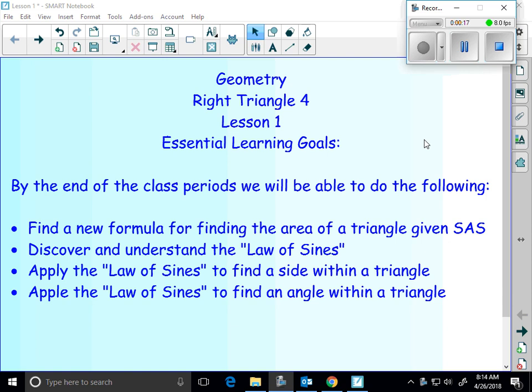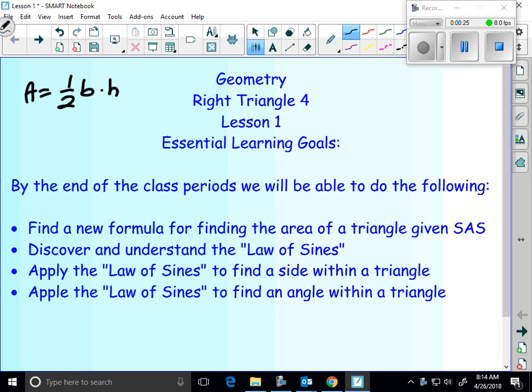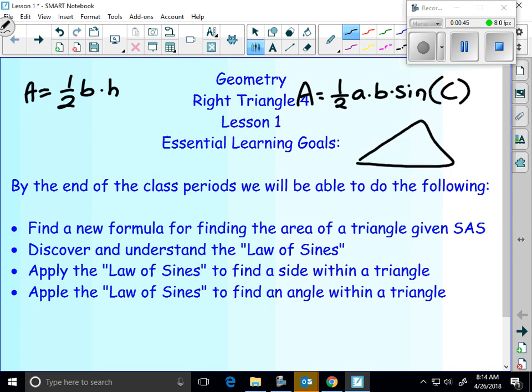All right, what's the one way we know? Area equals 1/2 base times height, right? Today, I'm going to show you a new formula. This is our new formula for area. What do you think the lowercase letters stand for in a triangle? Sides. The sides. And what does the big C stand for? An angle. It's going to be the angle in between.